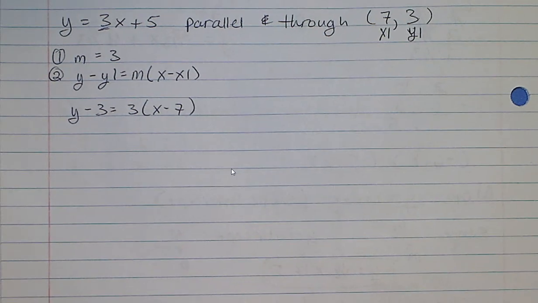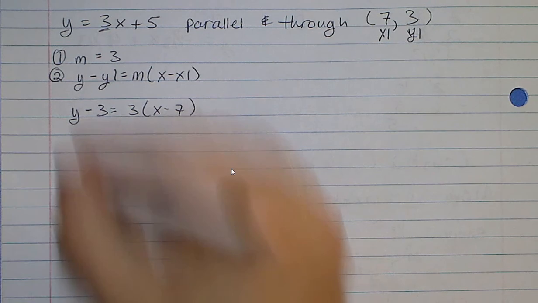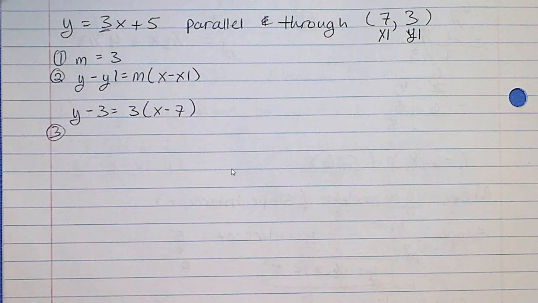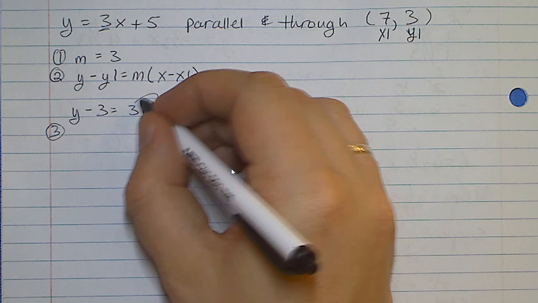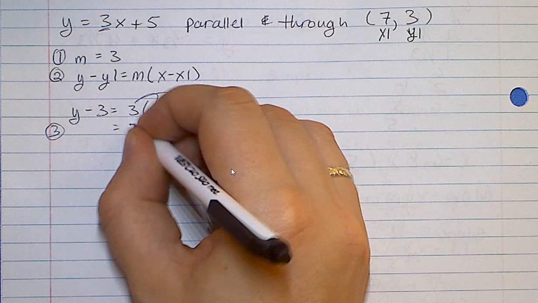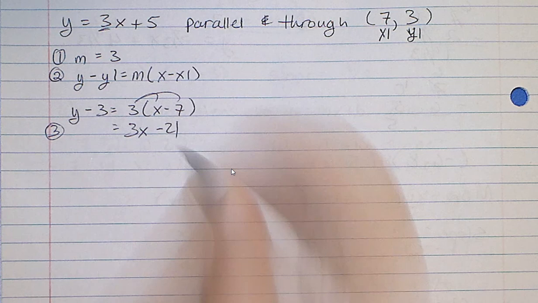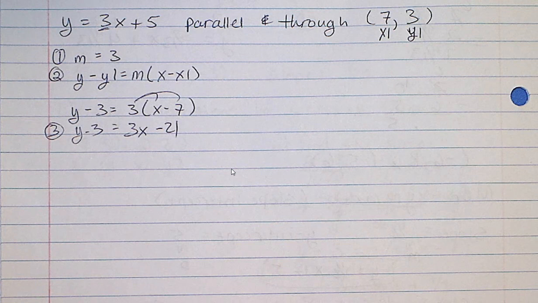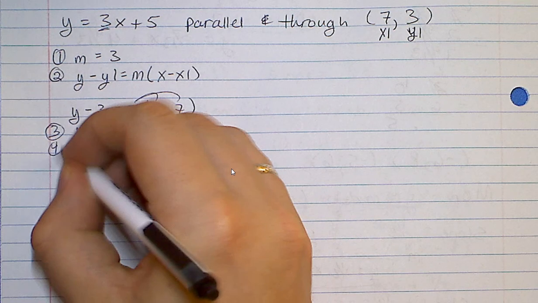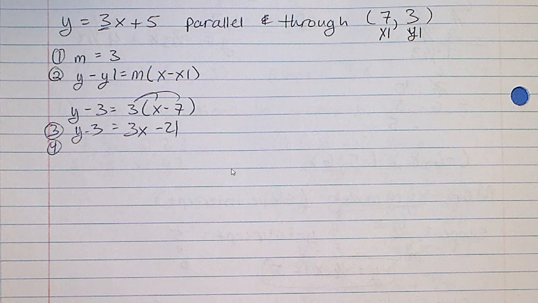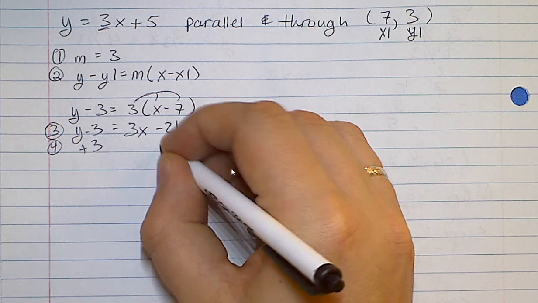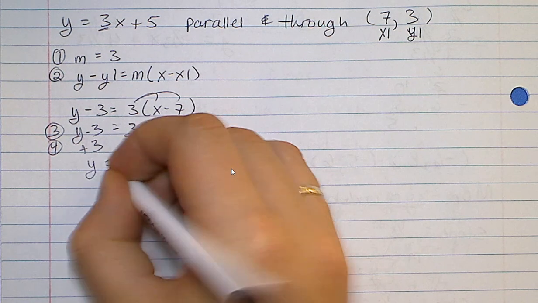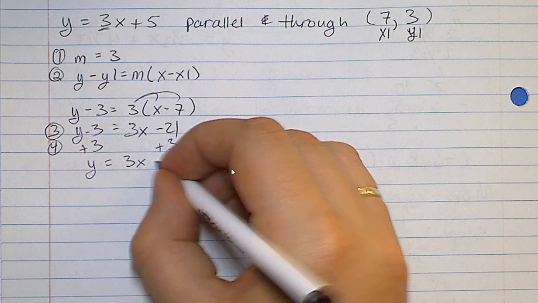Alright, now from here, it's just 2 more steps. Step number 3 was to distribute the 3 to both things inside. So 3 times x, 3 times 7. So 3x minus 21. This is still y minus 3. And step number 4 is to get y by itself. So how would we do that, Chris? How would we get y by itself in this case? Add 3 to both sides. Great, so plus 3 plus 3. So y is equal to 3x minus 18. Awesome, nice job.